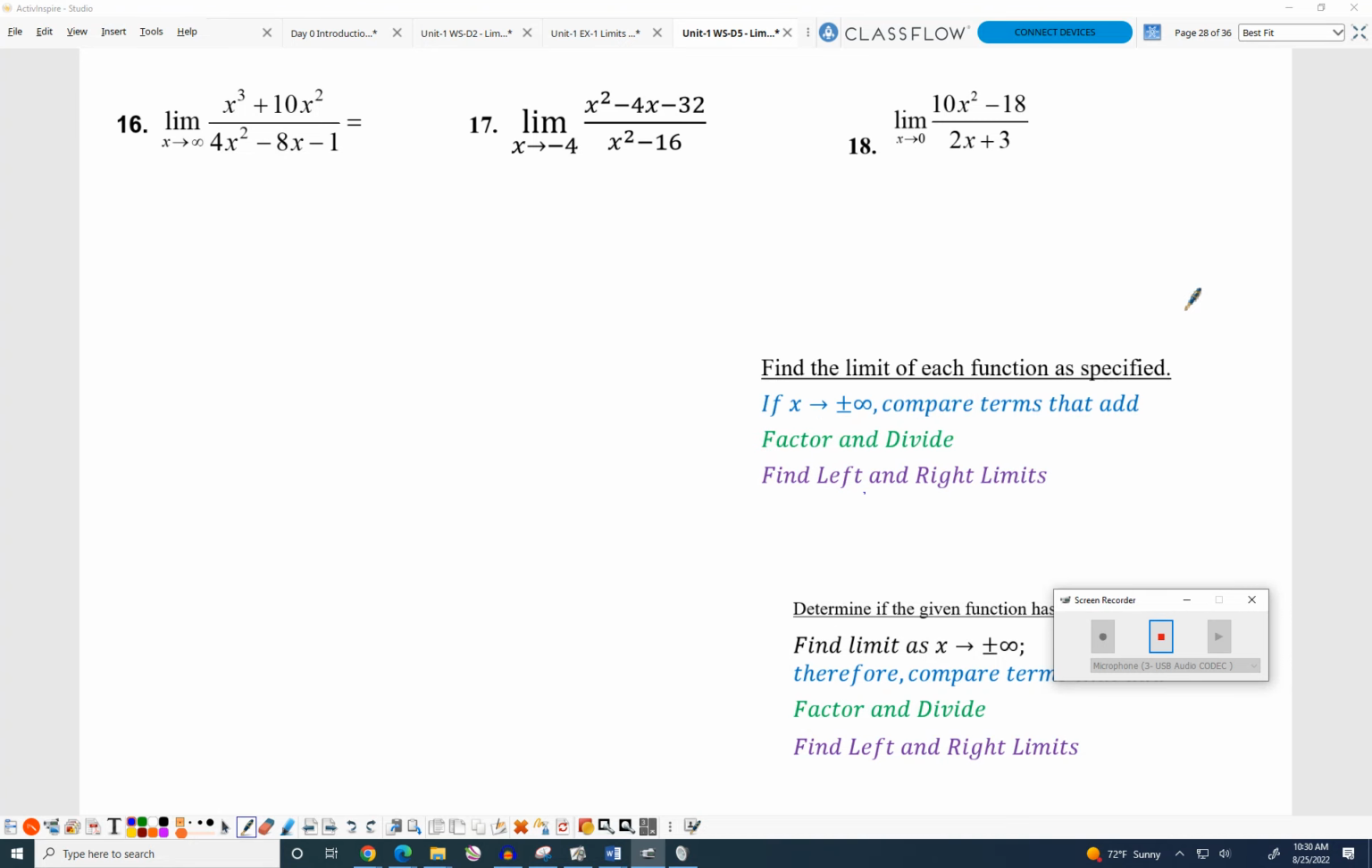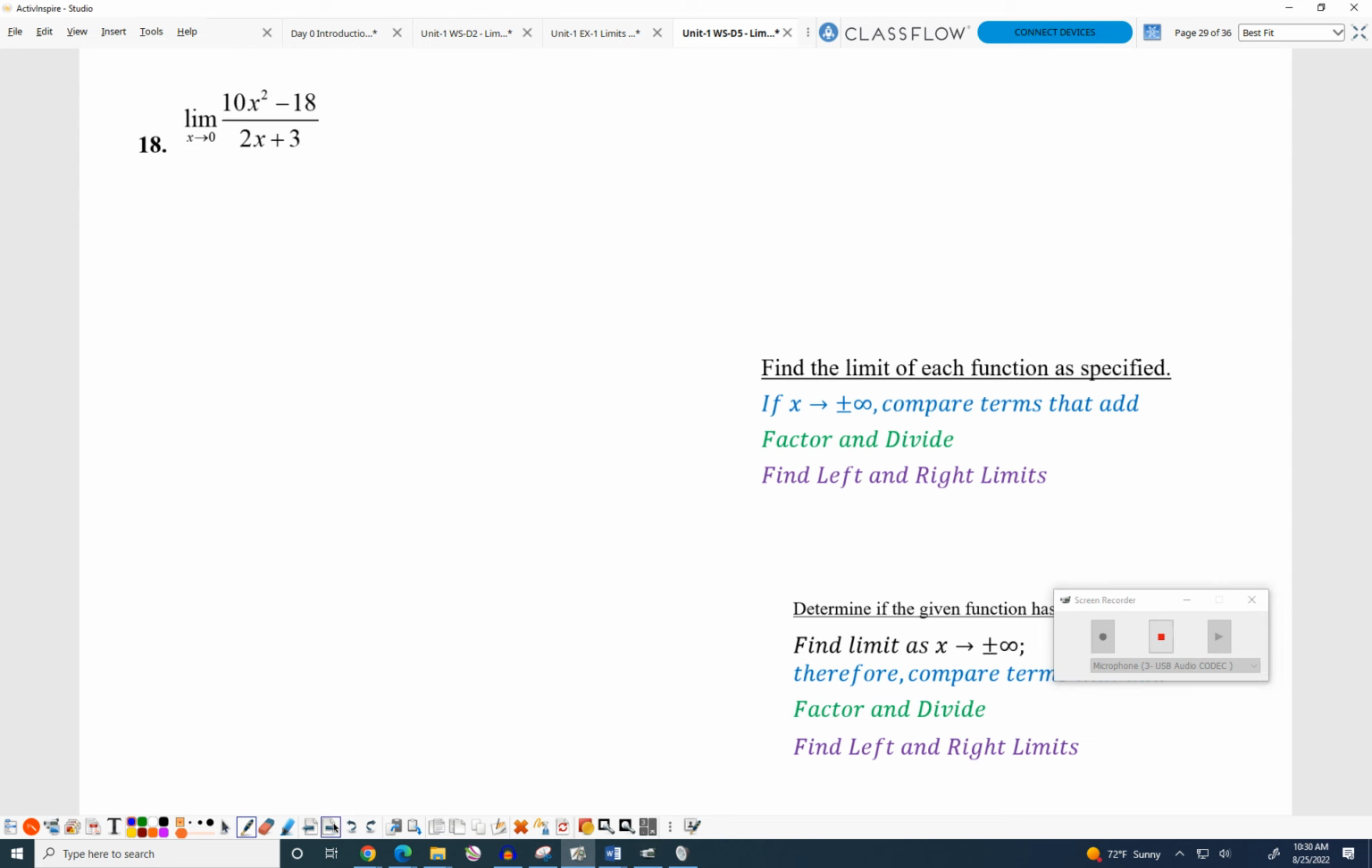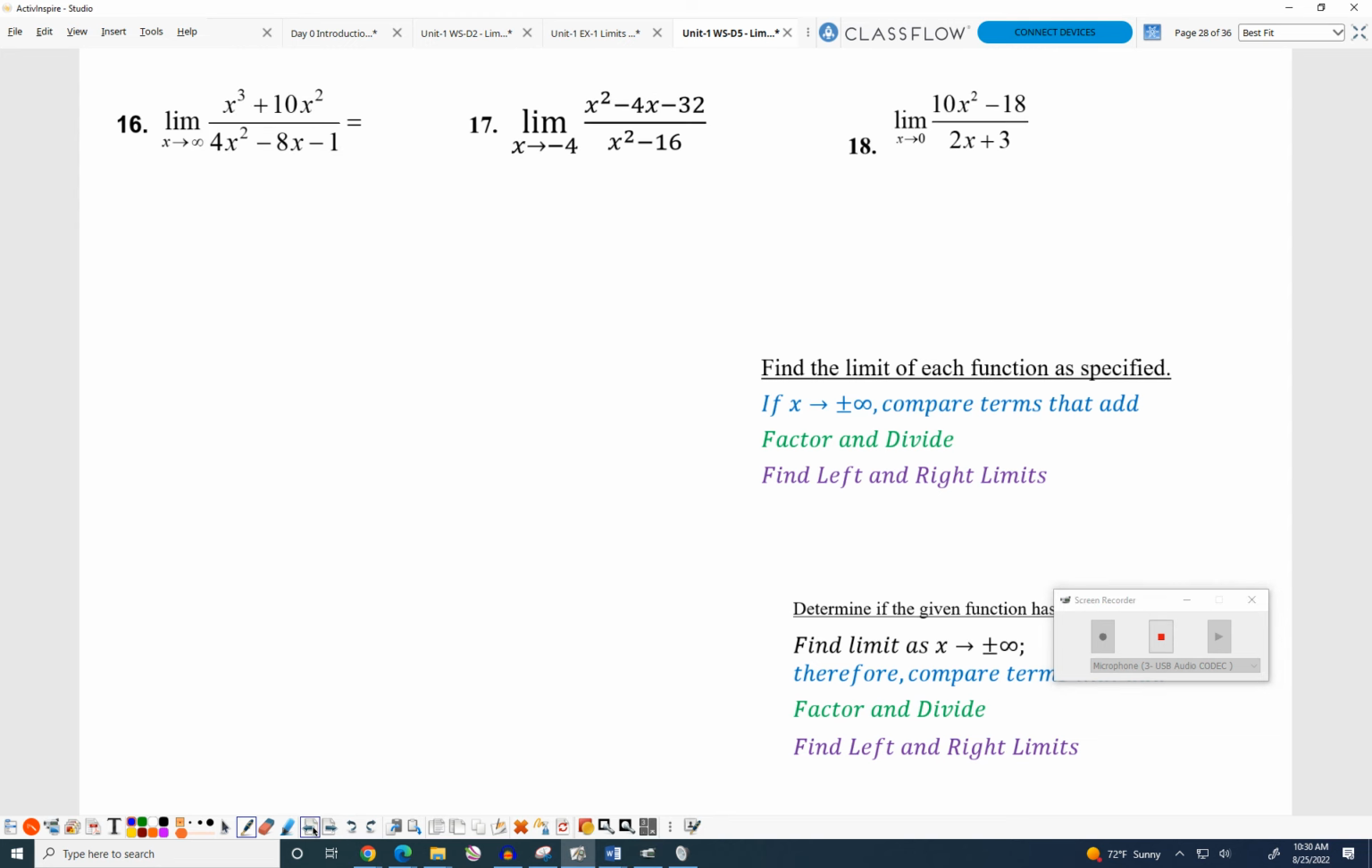Okay, number 17. X is not approaching infinity, so we don't do the comparison. We go right to the green step, which is we're supposed to factor and divide. So you should rewrite the limit statements, right? Equal.